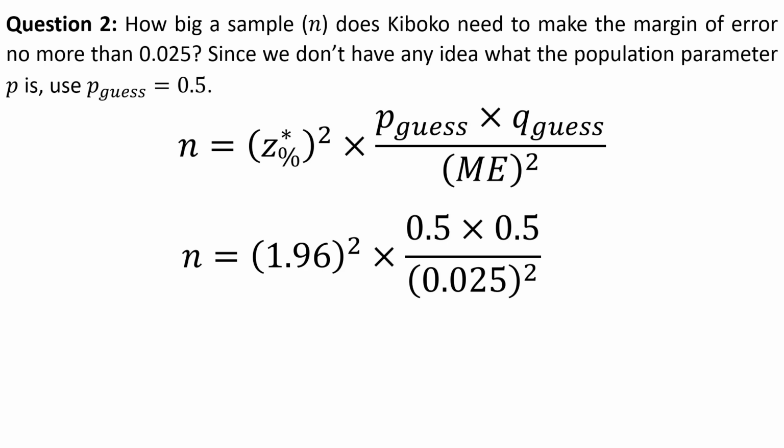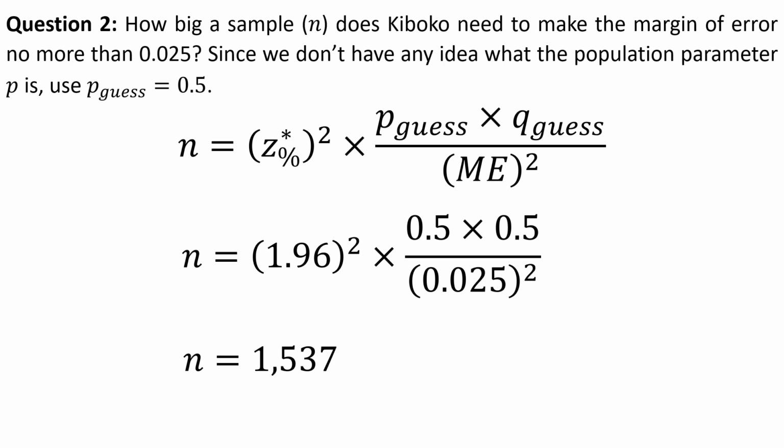So we can plug values in. We're to construct a 95% confidence interval, and so the critical value is 1.96. P guess is 0.5, 1 minus P guess therefore is 0.5, and the margin of error is 0.025. Calculating, we get a sample size of 1,537 after we round up.